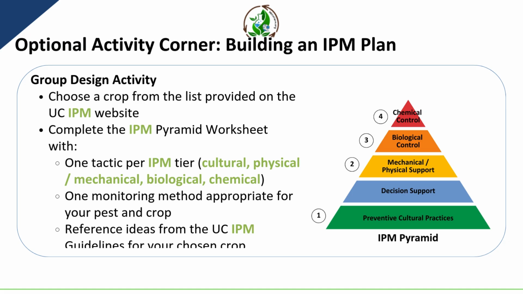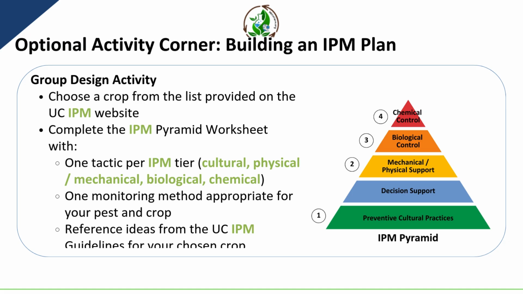For this next activity, you're going to take everything we've talked about and actually design an integrated pest management plan for a real crop. You'll be working in groups, choosing a crop from the UC IPM website, and filling out an IPM pyramid worksheet for that crop. Your job is to pick one tactic at each tier of the IPM pyramid: cultural, physical or mechanical, biological, and chemical control, and then choose one appropriate monitoring method for your pest and crop. Use the UC IPM guidelines as your main resource. They'll give you examples of tactics and monitoring tools that are already recommended for California crops.